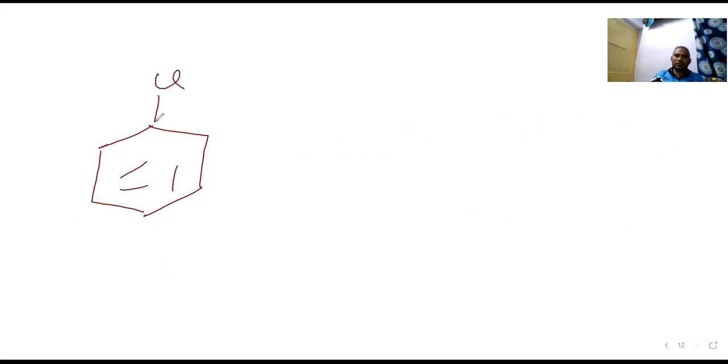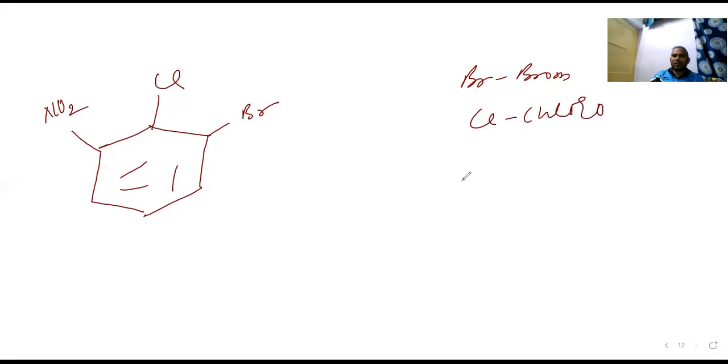So this is the Cl, here is Br, here is NO2. Br is bromo, Cl is chloro, and NO2 is nitro. So what shall we do? From where shall we start, from this carbon or this carbon? From bromo only. So I am writing here 1, this is going to be 2, and 3.